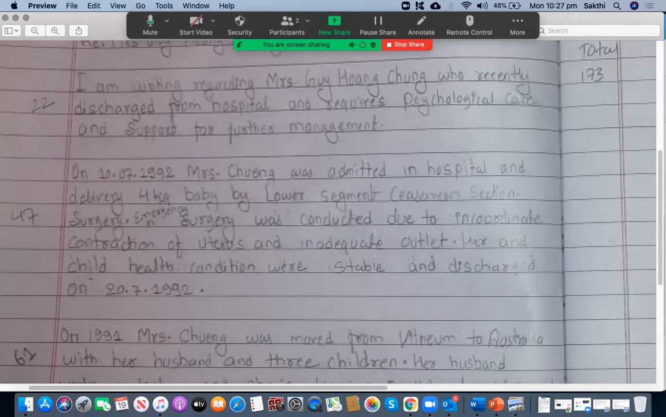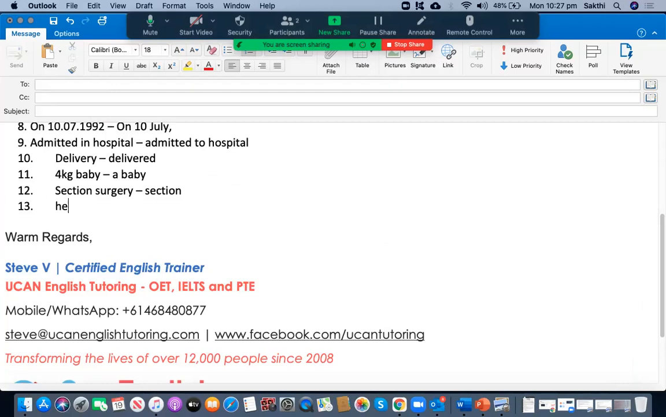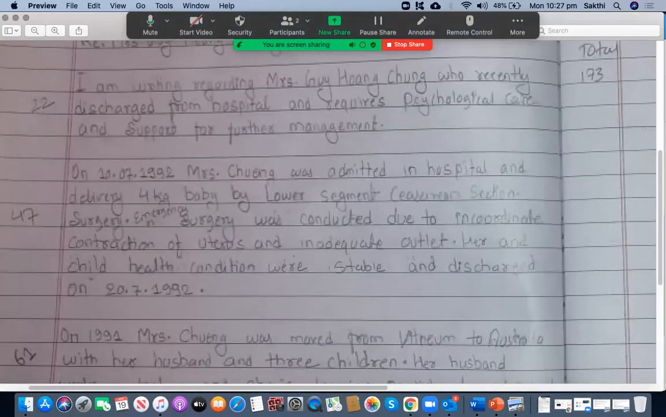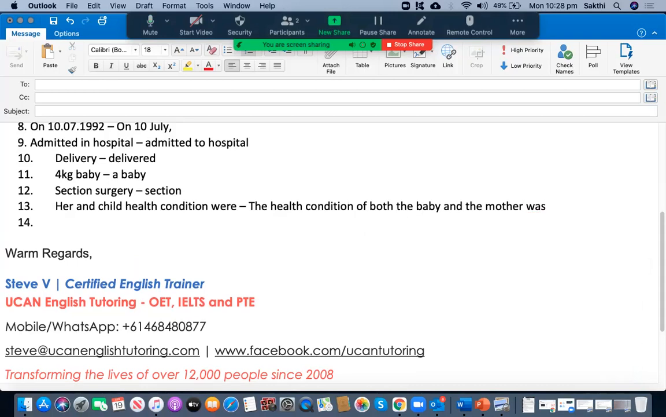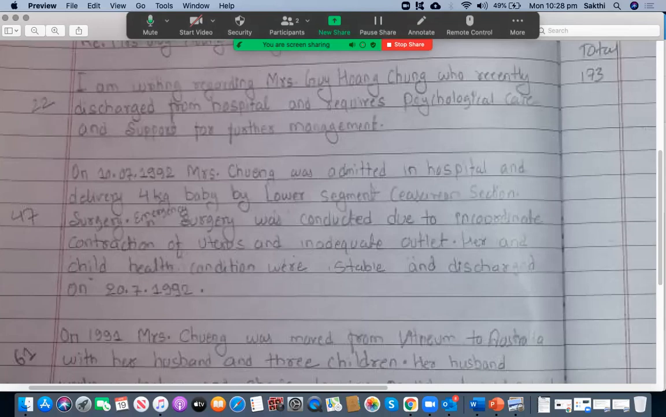Mother and child's condition were stable. That's wrong. So what you could have done is, you could have started by saying the health condition of both the baby and the mother was, and then you can say stable or normal or whatever you want to say. The health condition of both the baby and the mother was normal. Was stable, whatever you want to say, that's okay.